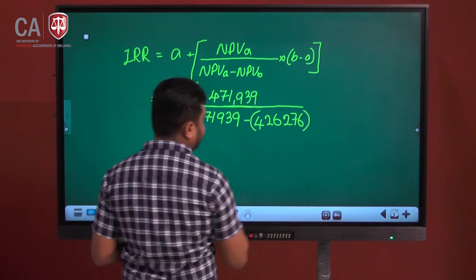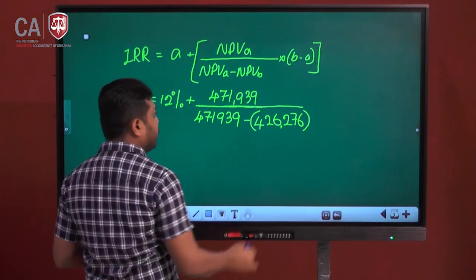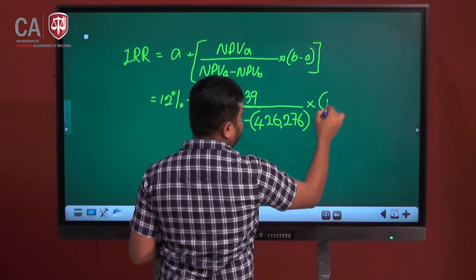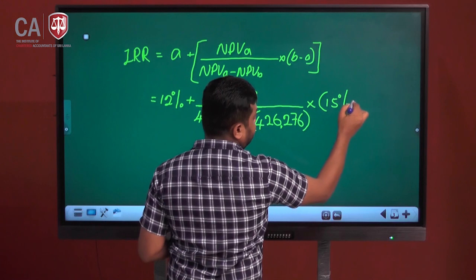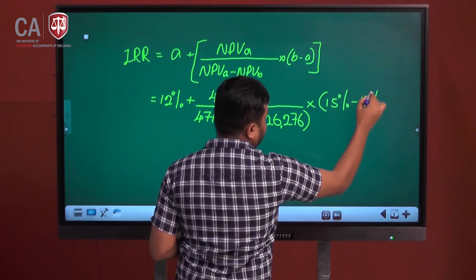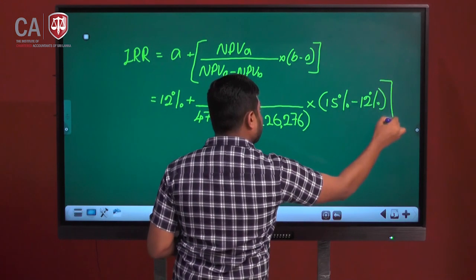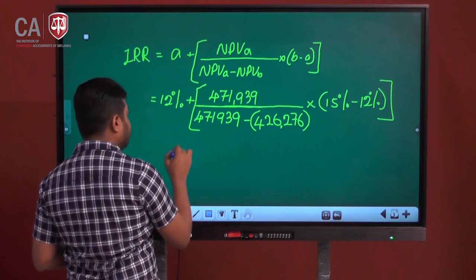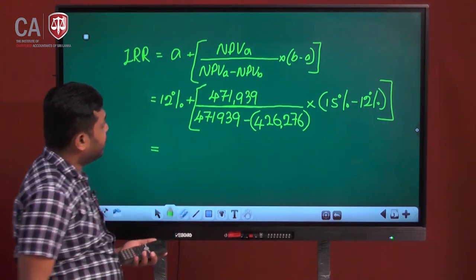$426,276, it is negative. The higher rate is 15%, the lower rate is 12%. Now work out what is the IRR rate.